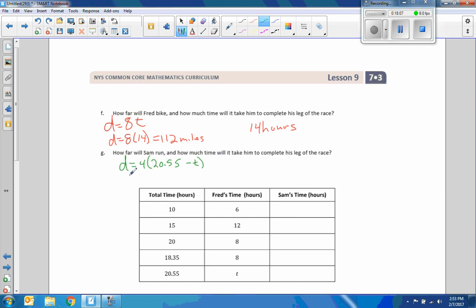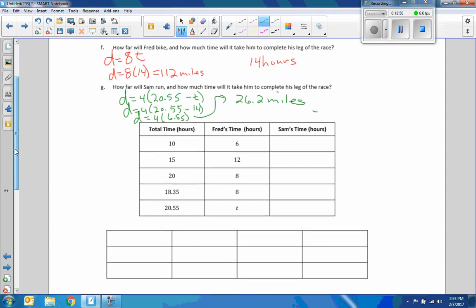Okay. Substitute. D equals 4 times 20.55 minus that 14, which is our t. And so D equals 4 times 6.55, which we got in the last part, and that equals 26.2 miles. Okay, which is a typical marathon. 26.2 miles is a marathon, and I believe 112 miles is how far someone bikes when they do an Ironman competition, and therefore this bike and run-a-thon is the same distance as used in marathons and Ironman.